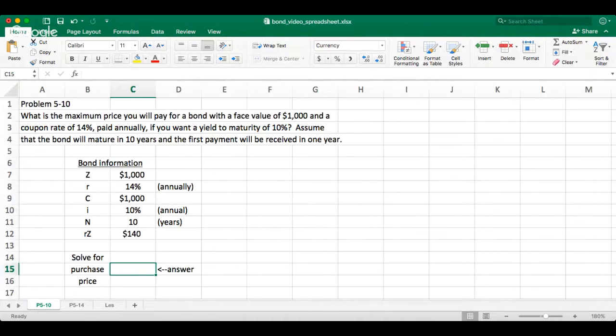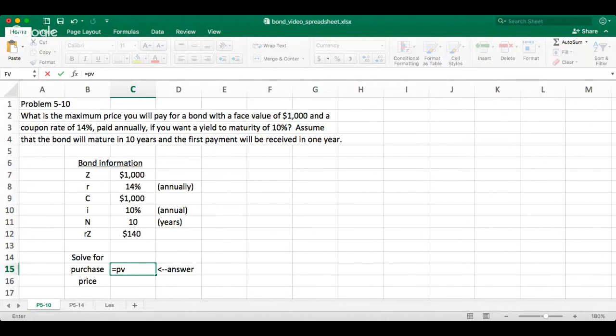Let's see what that answer is. The good news is that we only need to put in the present value function. One present value function does it all. Let's look. Equal PV. Notice I'm not going to put a negative sign in front of the PV, because the signs on my cash flows are right.